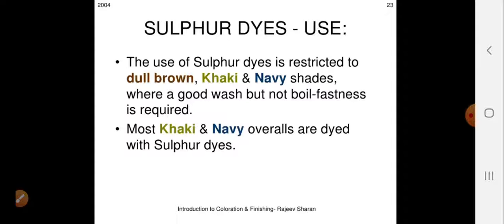The use of sulfur dye is restricted. So these are the applications of sulfur dye. It is restricted to dark shades such as dull brown, khaki and navy shades, where good wash fastness is required but no boil fastness is required. So in dark shades, wash fastness is important, but if boil fastness is not as good, it can be tolerated. Most khaki and navy overalls are dyed with sulfur dyes.